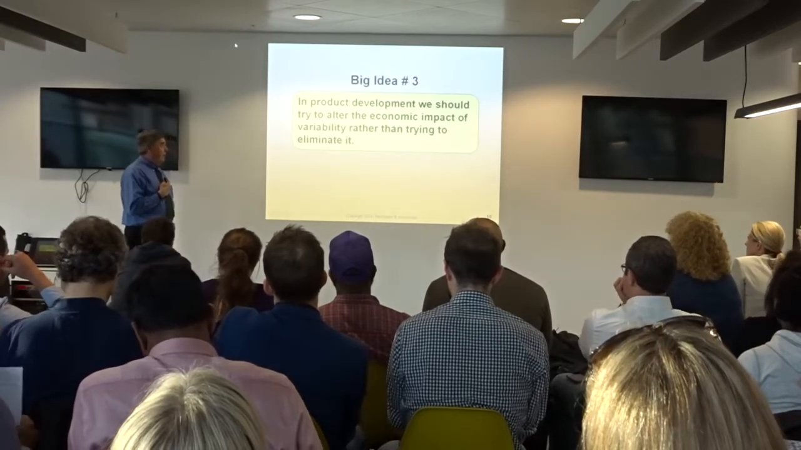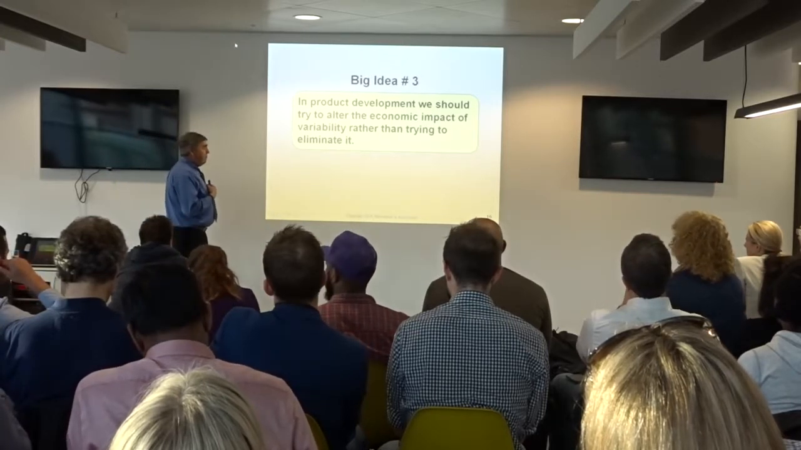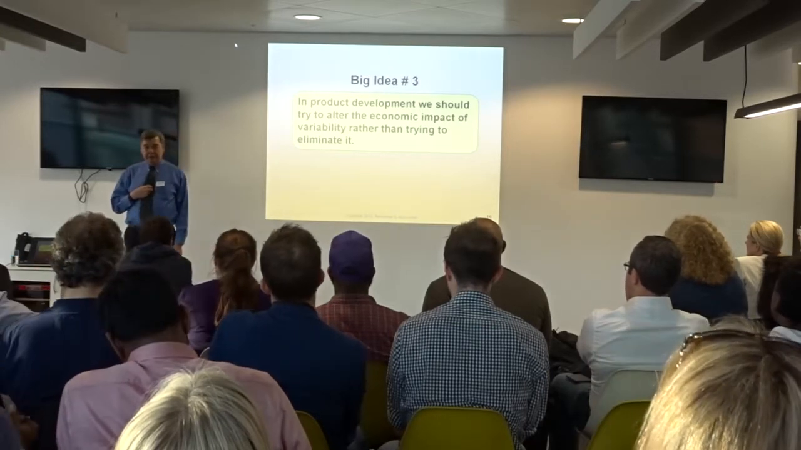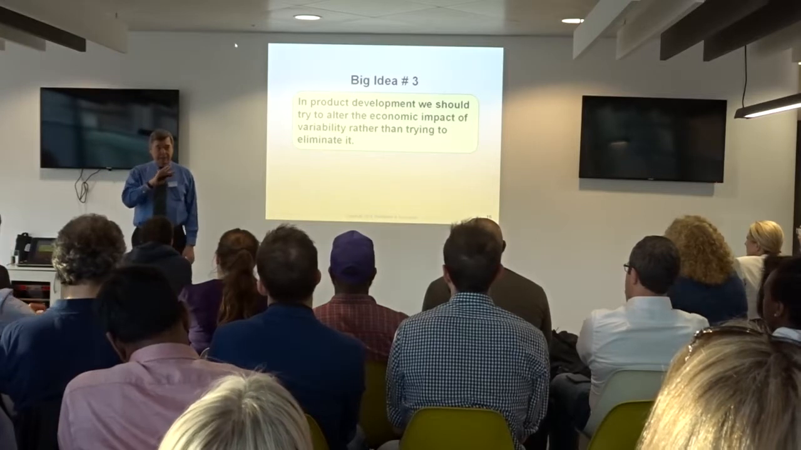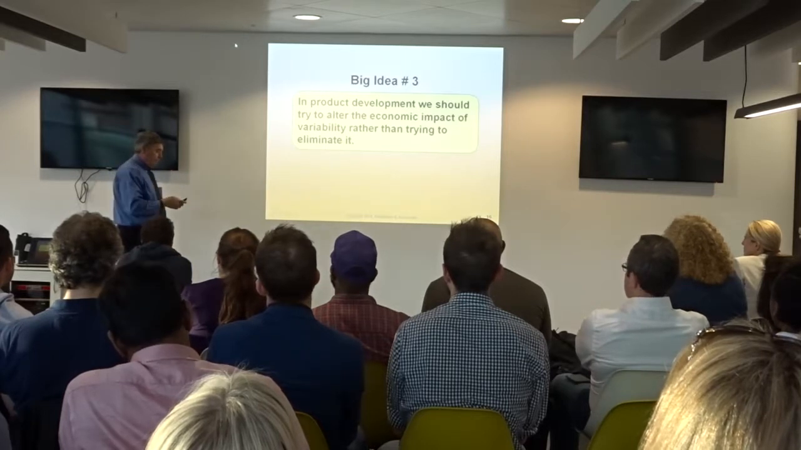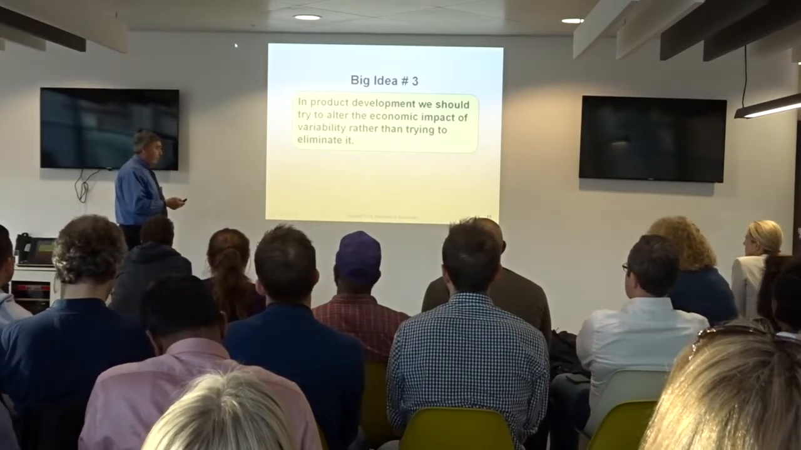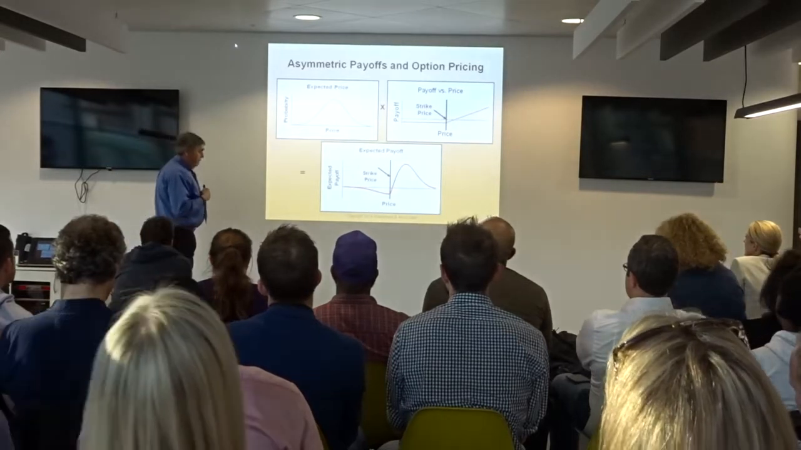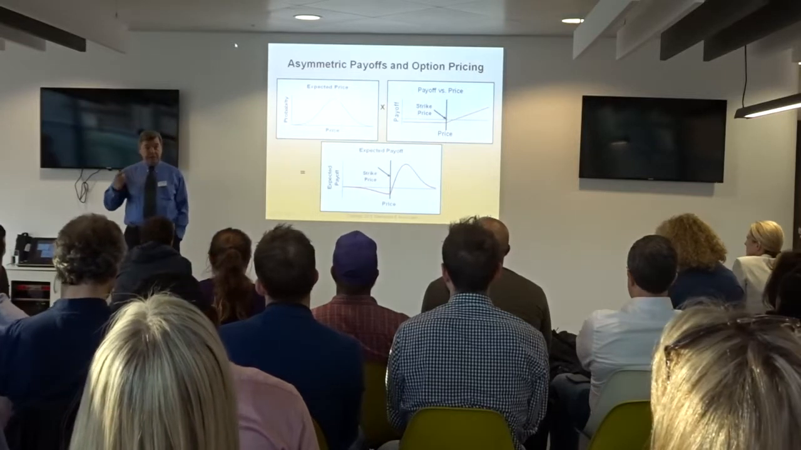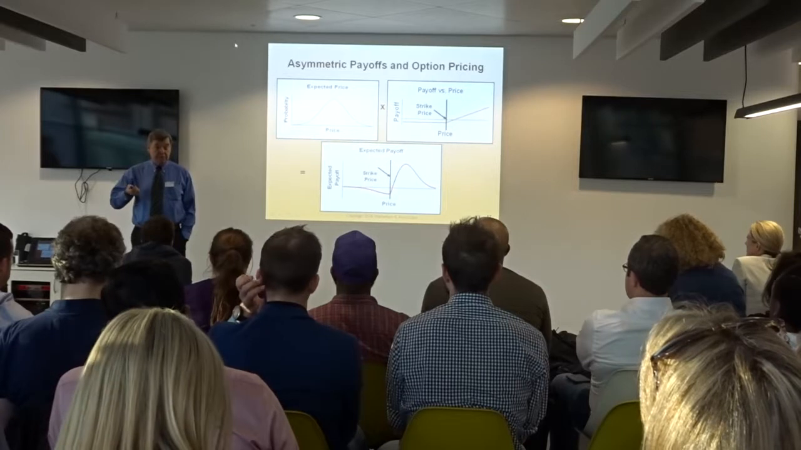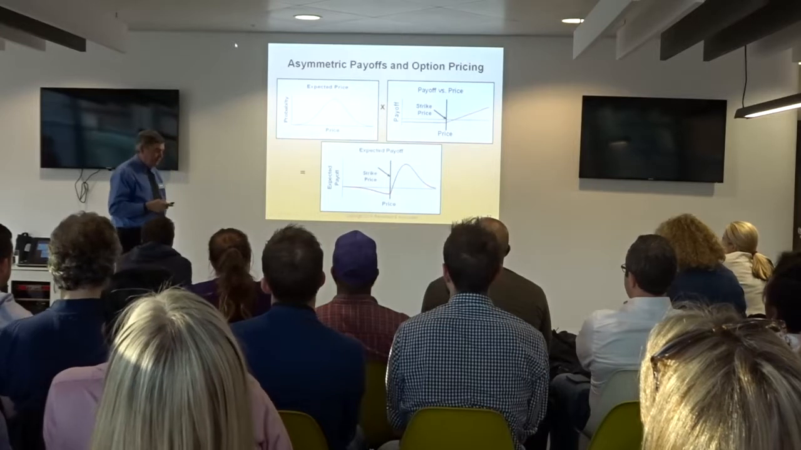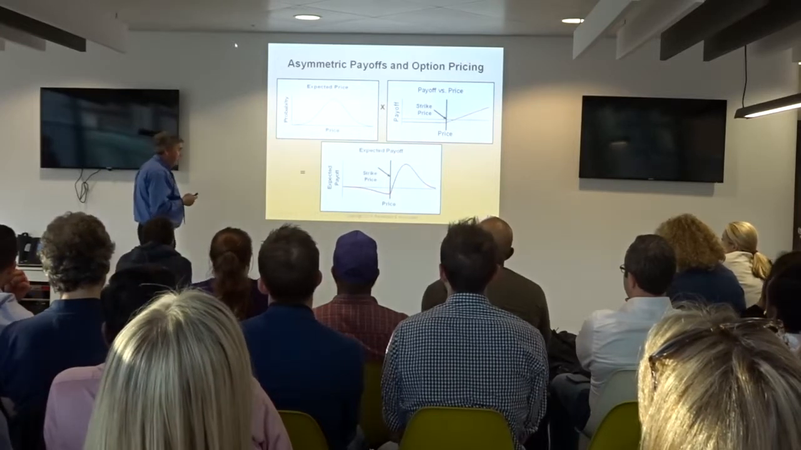Third big idea. In product development, we should try to alter the economic impact of variability rather than trying to eliminate it. And to show you this, I need to dip a little bit into financial theory, which not all of you will have been exposed to, but I'll give you a pretty simple explanation. Back in the 90s, Robert Merton and Myron Scholes won the Nobel Prize in economics for work on the Black-Scholes option pricing model, the first time people had rigorously quantified the value of a stock option. And here is a simple but pretty accurate example of how options work.